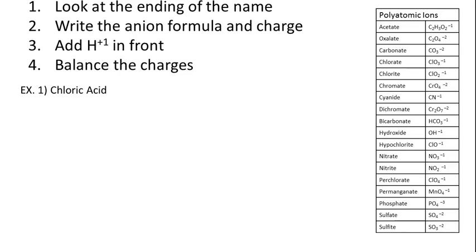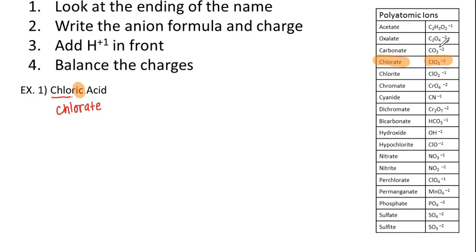The first example we're going to look at is chloric acid. When I look at the name of this acid, I see that it ends in "ic." That tells me that I am looking for an anion that ends in "ate." Since chlor is the front, I know it's going to be chlorate. So I want to find on my polyatomic chart where chlorate is located. Chlorate is located right here, and here's my formula.